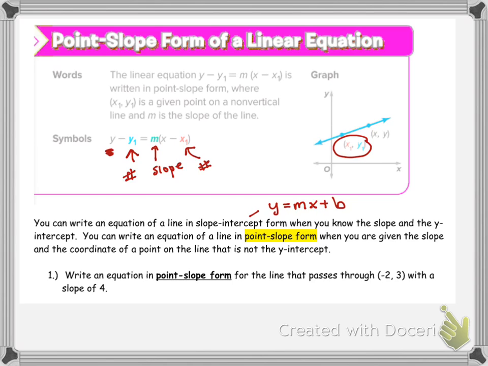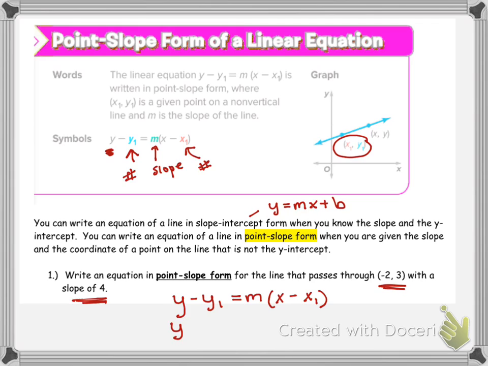So we have number 1 here, and we have write an equation in point-slope form for the line that passes through negative 2, 3, with a slope of 4. So we have a point, and we have the slope, so using point-slope form makes sense. So I'm going to write my kind of formula or template for point-slope form. And then I'm going to plug in the information I have.